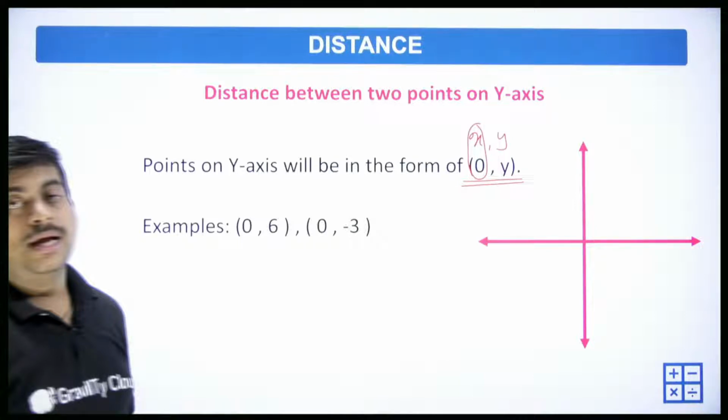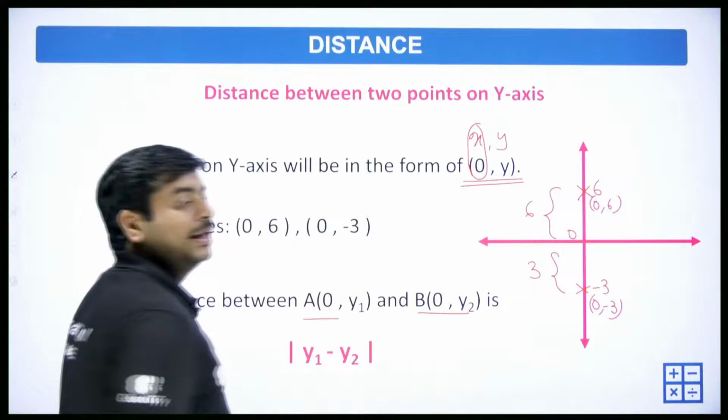So now how do we find the distance between these two? This is 6 units and this is again 3 units. So 6 plus 3 is 9 units. Simply the difference between 6 and minus 3. Okay, so the distance between A and B, 0 comma y1 and 0 comma y2, is the difference of y1 and y2 within 2 lines, which is the modulus, meaning that it should be considered only as a positive value.